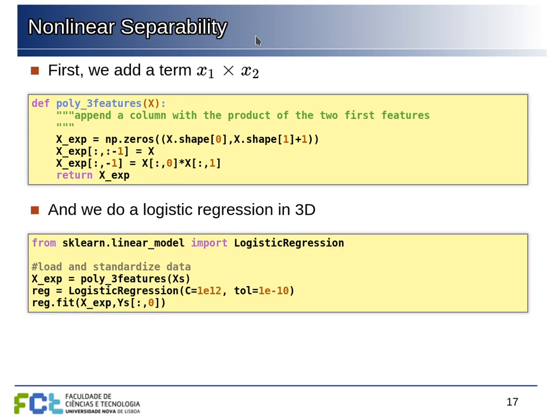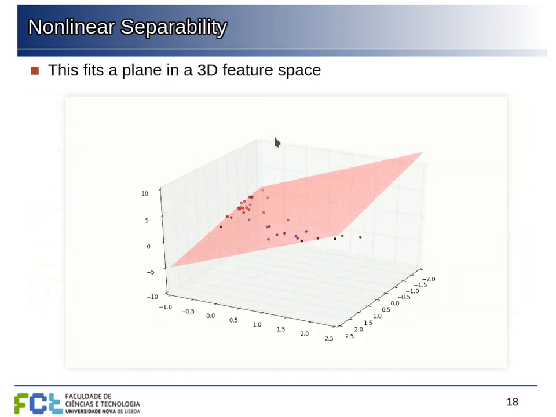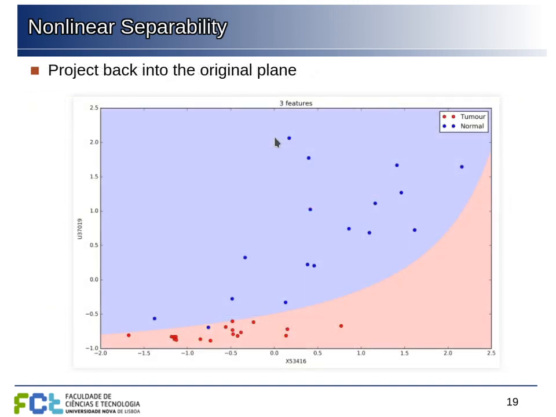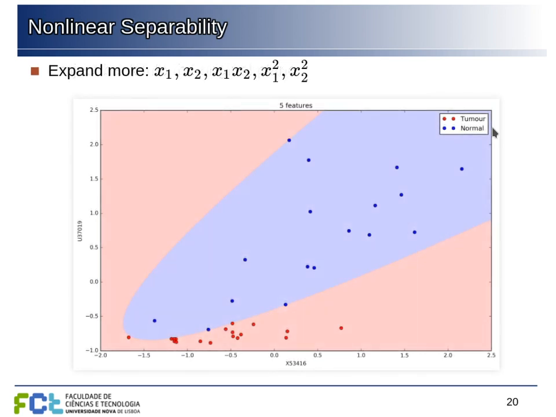So this allows us to adjust the parameters of the logistic regression and do the fit. If we do this in the expanded data, we now have something that is curved in the original space, because we did a nonlinear transformation on the data. And we can increase the expansions.